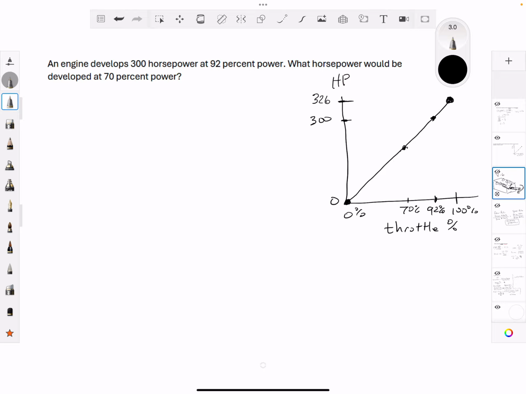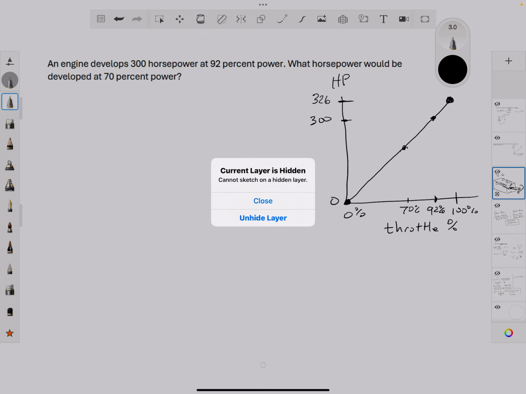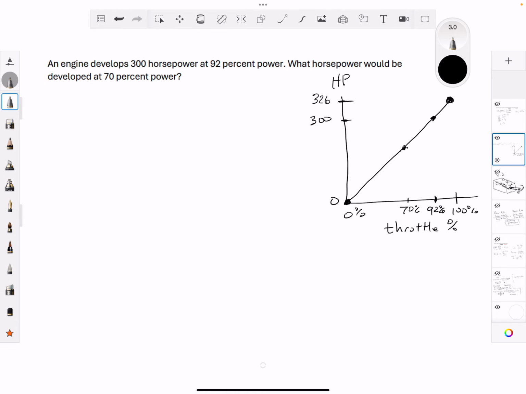So what it's saying is that at 92% of its maximum power, it's developing 300 horsepower. And we want to know how much it will develop at 70%. So this is a directly proportional relationship, meaning that if I compare the horsepower to the throttle setting, they'll be directly proportional. So in this case, we're going to compare 300 horsepower to our unknown horsepower.